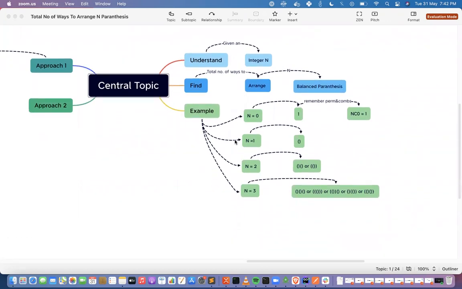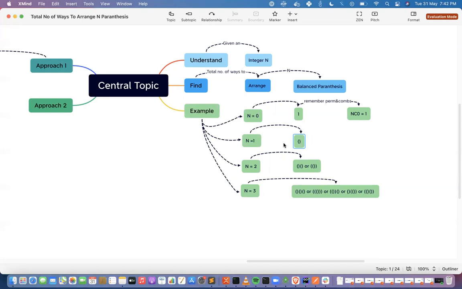So you can think of it like this. Balanced parentheses means that if you have been given an open parenthesis, there has to be a closed parenthesis that is closing it. For example, this is one of the balanced parentheses. If there is an opening parenthesis, you need to see that there is a closing parenthesis of the same amount, and that is called a balanced parenthesis.